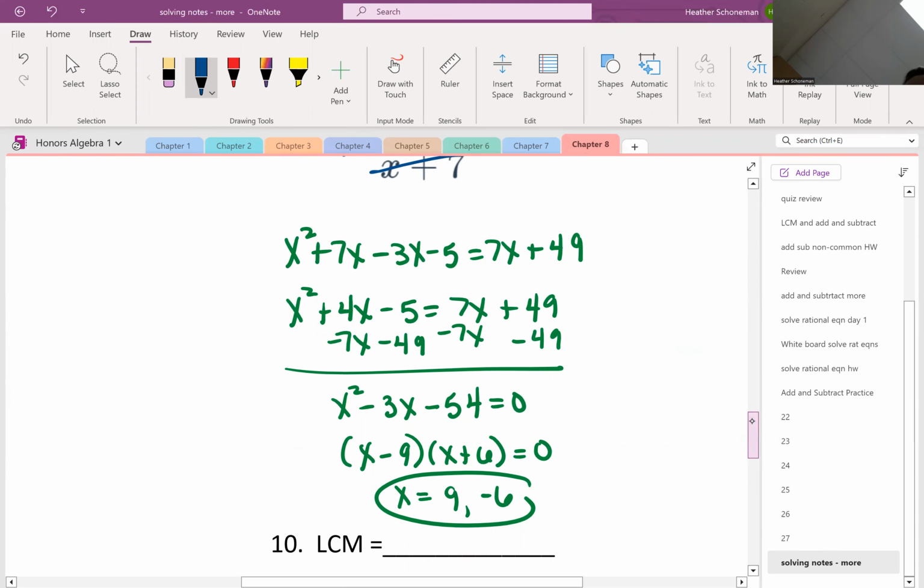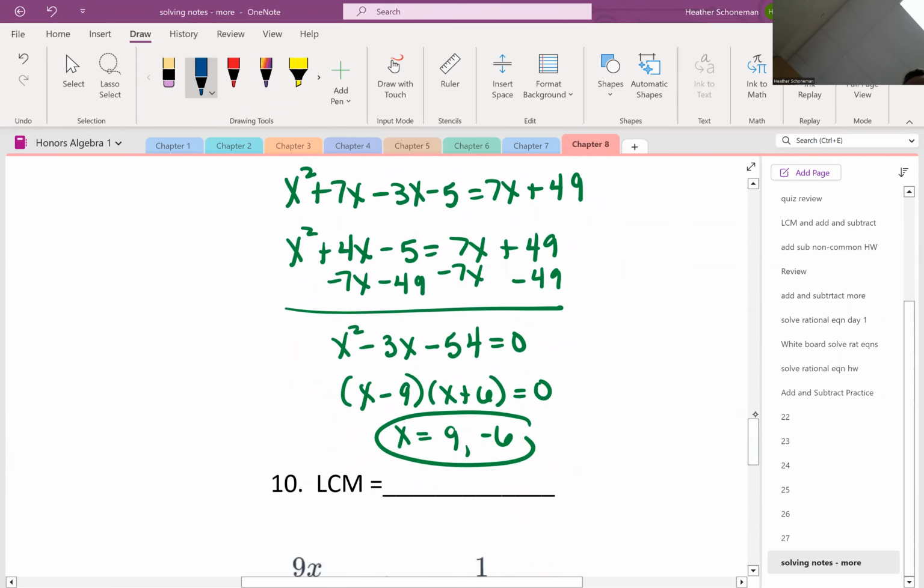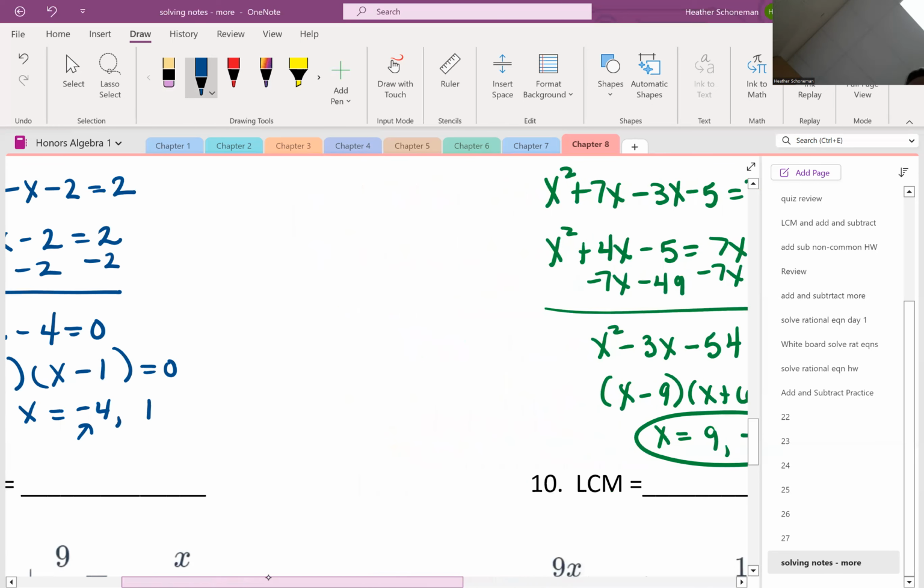If I plug in 9 or -6 in here, that's not going to make it 0. Neither one are extraneous. Both solutions work. It's very possible you're going to get no extraneous solutions, but you've got to check every time because you don't know if something will be extraneous or not extraneous.